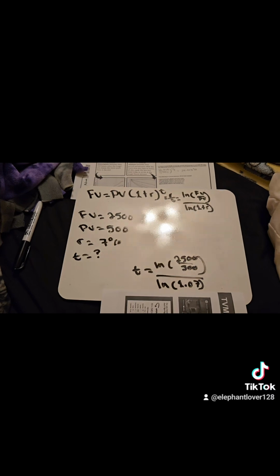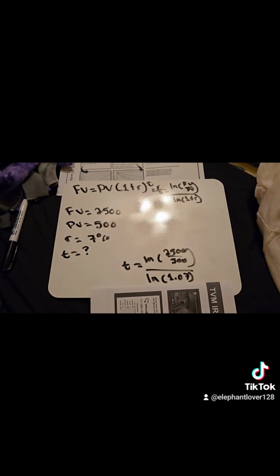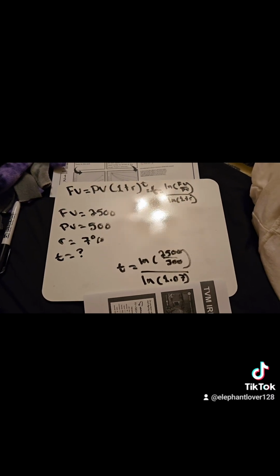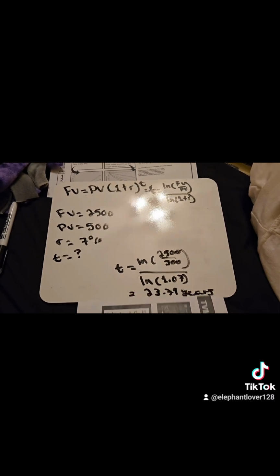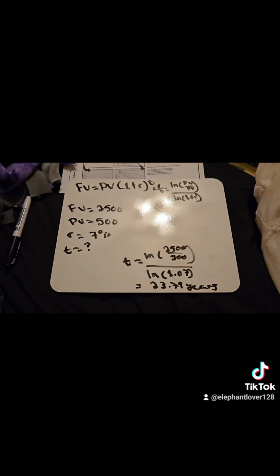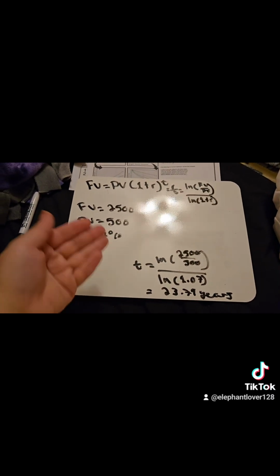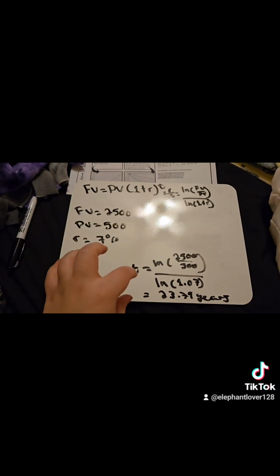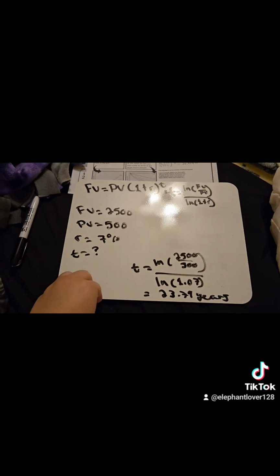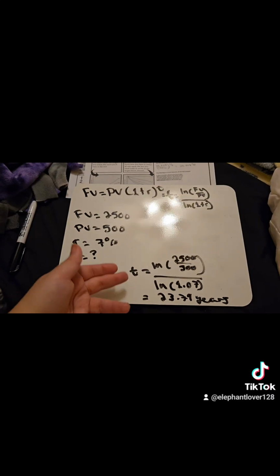So it's time equals the natural log of 2,500 over 500 divided by the natural log of 1.07. And with a more realistic time frame, we get 23.79 years. Rounding up, we get 24 years. That will take your money from 500 to 2,500 with an interest rate of 7%. This is more of a reasonable problem.